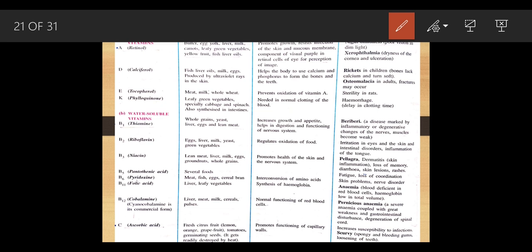If there is a deficiency of this vitamin K, it can cause a hemorrhage problem. What does a hemorrhage problem mean? It takes a lot of time in clotting. Suppose this is skin, and there is blood getting out of the body. It keeps on flowing continuously, so it takes a lot of time for a fibrin clot to form at that part.